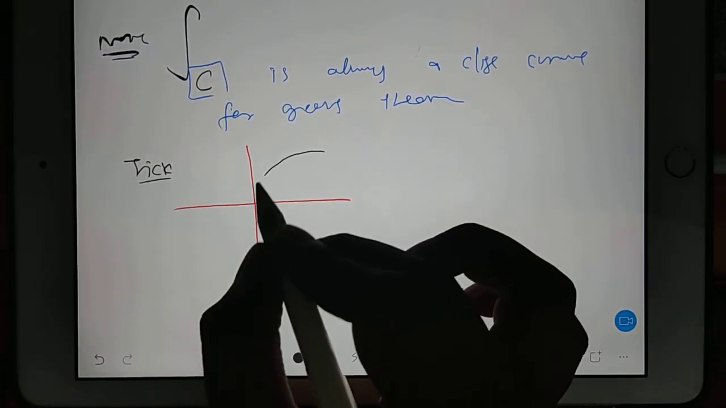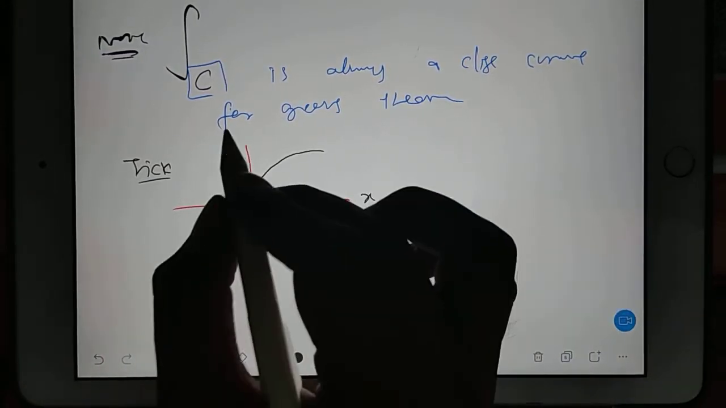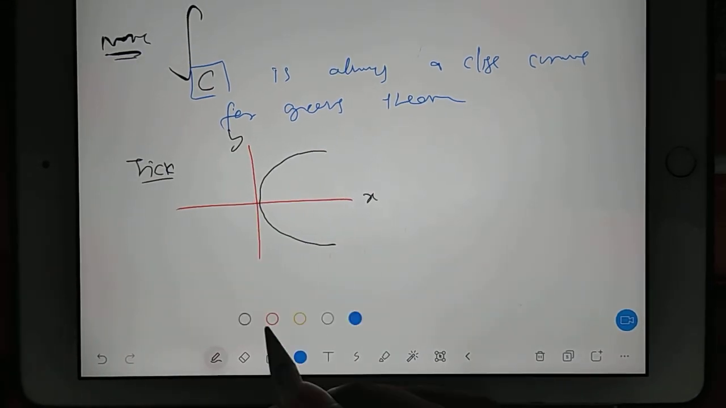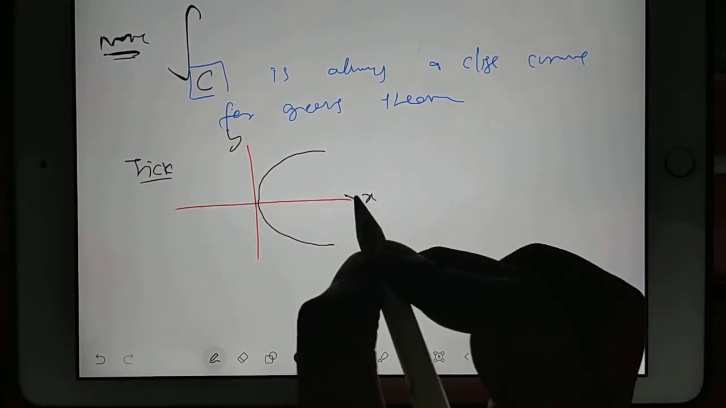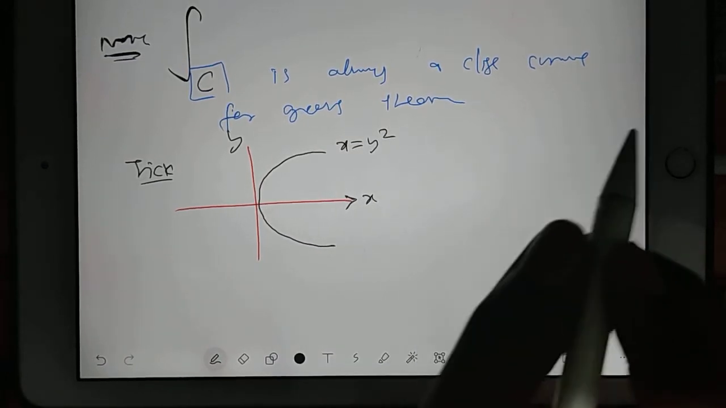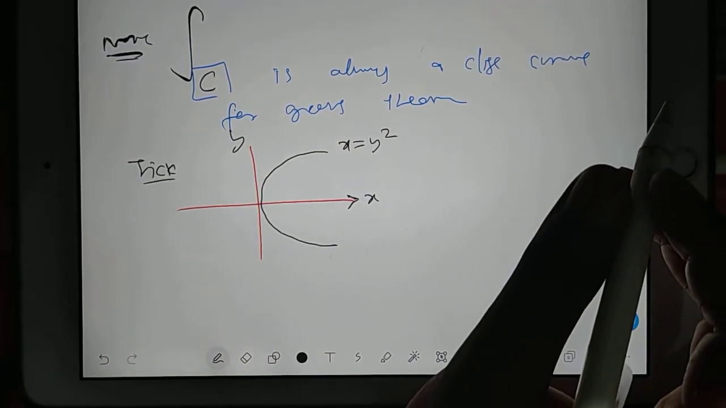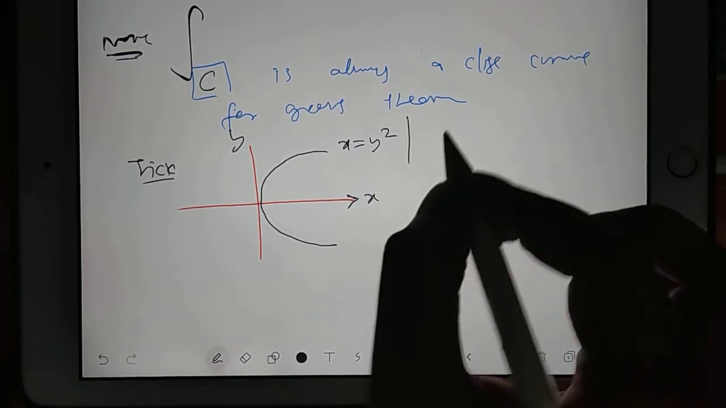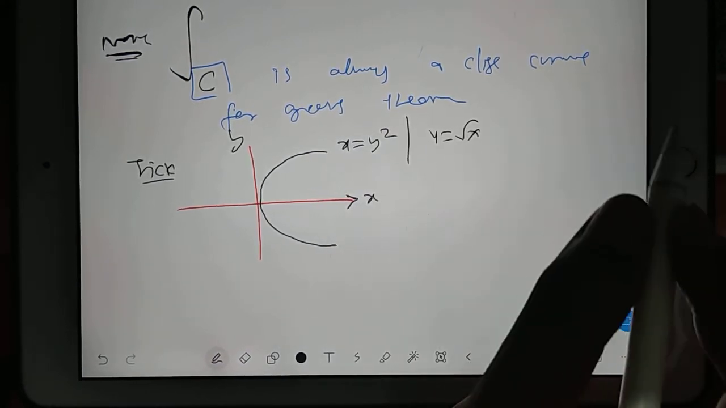Suppose you have this parabola, x-axis, y-axis. So this parabola is covering which axis, guys? This is covering the x-axis. So the equation of this parabola will be x is equal to y square. Very simple. Or you can also write this equation as y is equal to under root x.